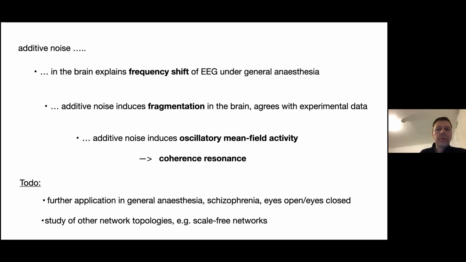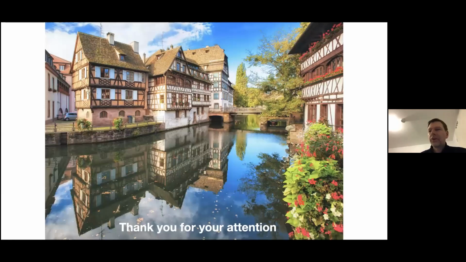What we want to do is apply this currently to general anesthesia, as I've shown. Currently, we work on eyes open, eyes closed conditions. So what's going on there with how the alpha activity is generated? This might be an effect of coherence resonance, and we work on schizophrenia. In addition, from a mathematical point of view, we would like to study other network topologies beside the Erdős-Rényi network, for instance, scale-free networks. So thank you for your attention.